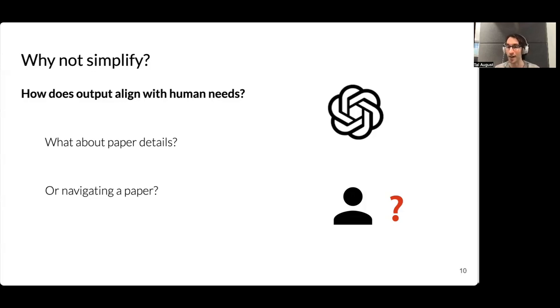The same issues come up with other single solutions. What if we simplify the entire paper? Well, a reader still needs to navigate through a paper with complex structure that's filled with information that might or might not be relevant to them.